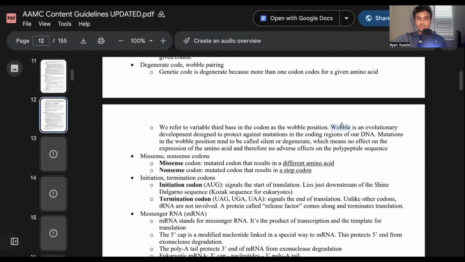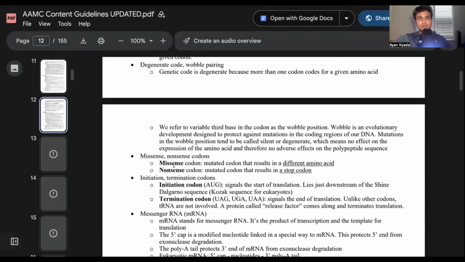It's actually an evolutionary mechanism that's designed to protect against mutations. So a lot of mutations in the wobble position tend to be silent or degenerate, which essentially means there's no effect on the amino acid. And when we're talking about point mutations in particular, there are three kinds: silent, missense, and nonsense. A point mutation is when one nucleotide is swapped for another.